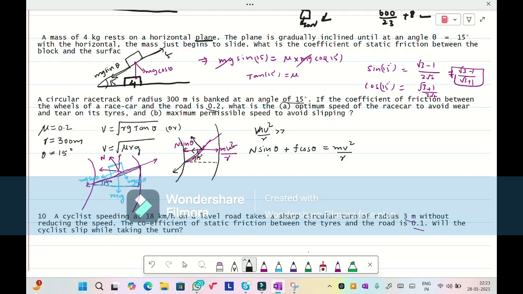So now mv square by r in the horizontal direction. Whereas in the vertical direction, there is a friction component, the mg component, and the n cos theta component. Therefore n cos theta minus f sin theta is equal to mg.